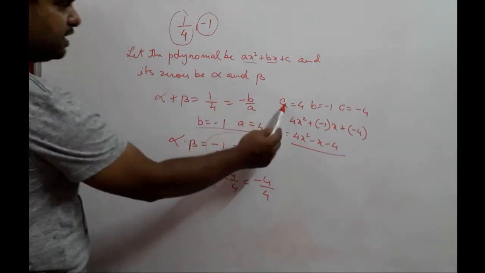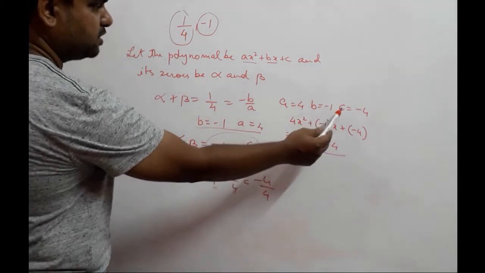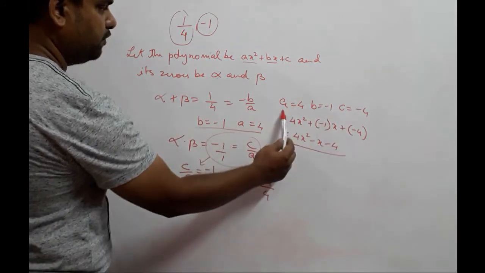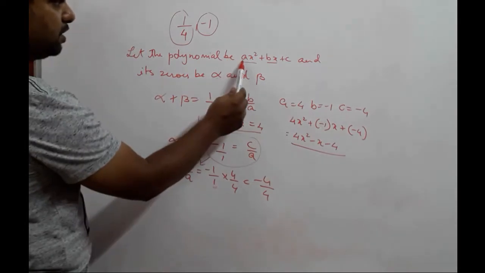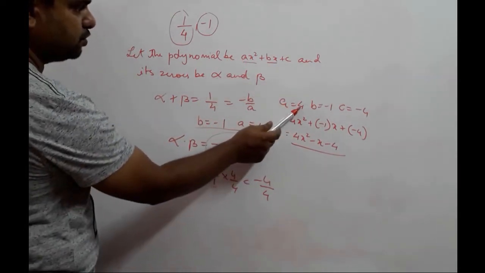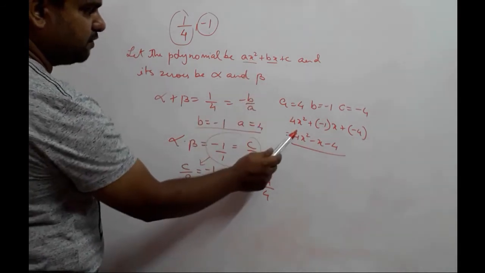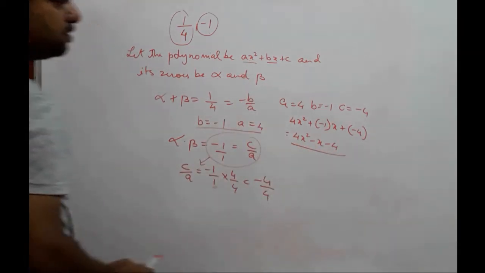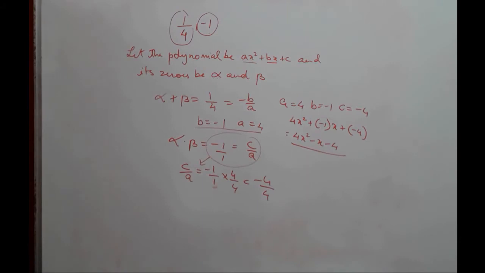So we get a equal to 4, b equal to minus 1, and c equal to minus 4. All we need to do, these are the coefficients, remember, of this particular quadratic polynomial. So we just need to substitute those values over here and we will get our quadratic polynomial. Understood?